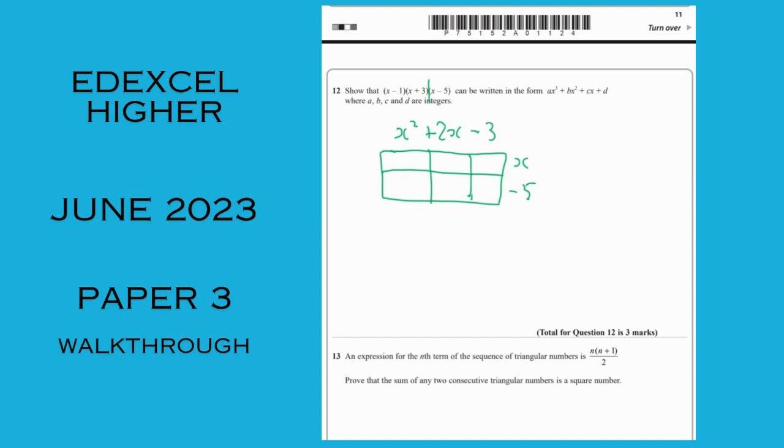So top row, let's times everything by x. So x cubed, 2x squared, minus 3x. Bottom row times everything by -5, so minus 5x squared, minus 10x, positive 15. Now we simplify. X cubed is the only cubic term, plus 15 is the only constant. This diagonal, -5 plus 2 is minus 3x squared. And here you've got 2 negatives making a bigger negative. Minus 10 take away 3 is minus 13.